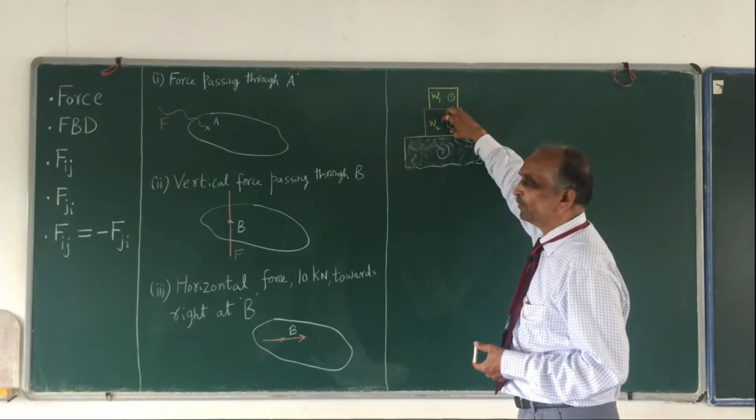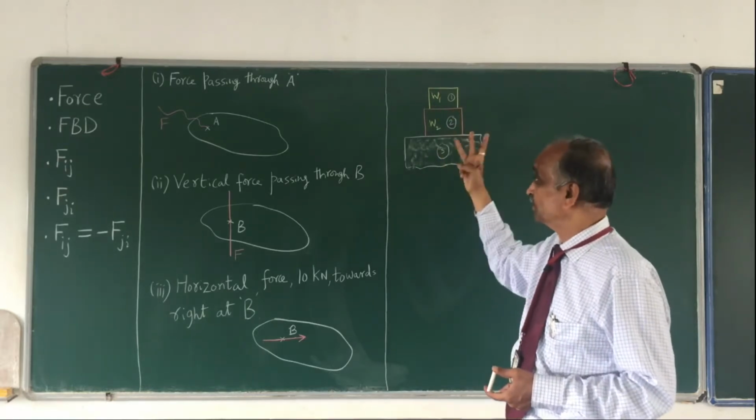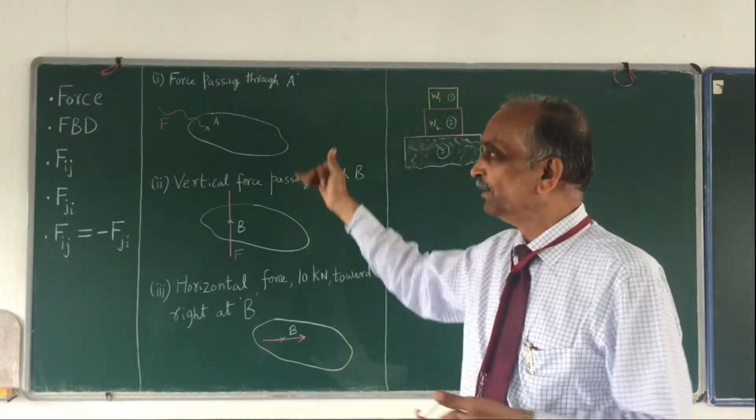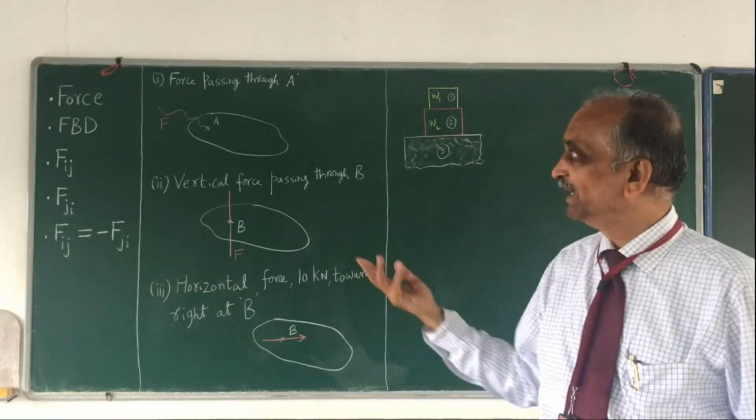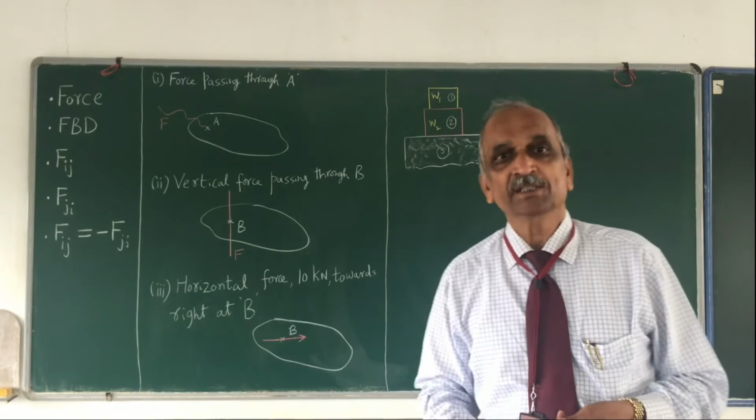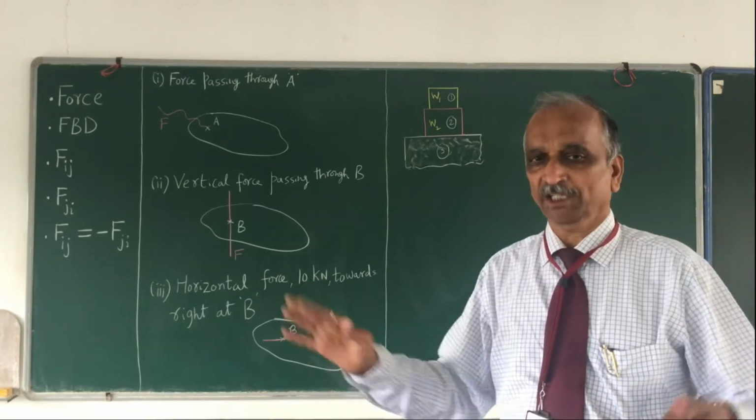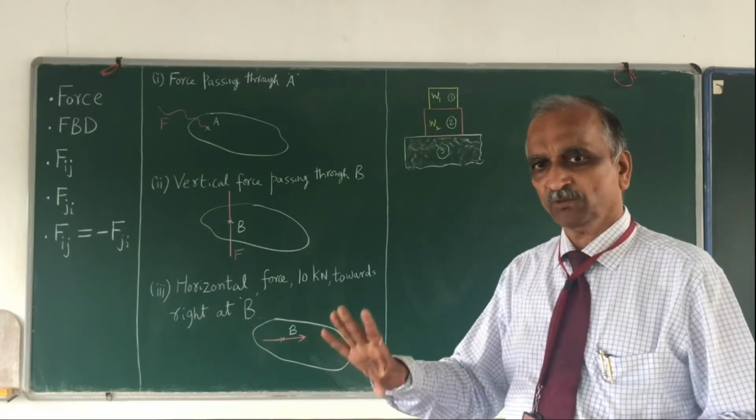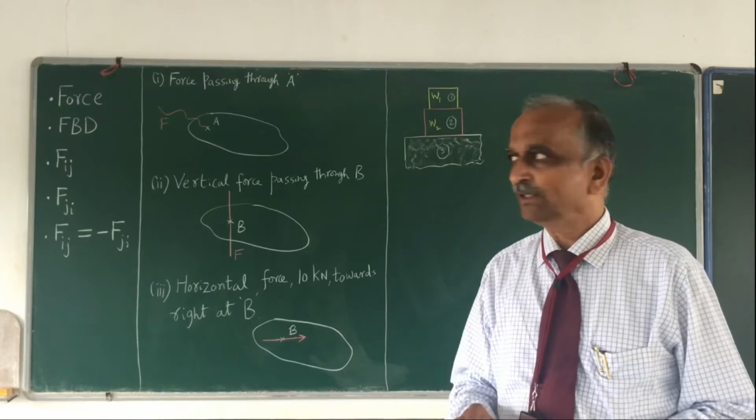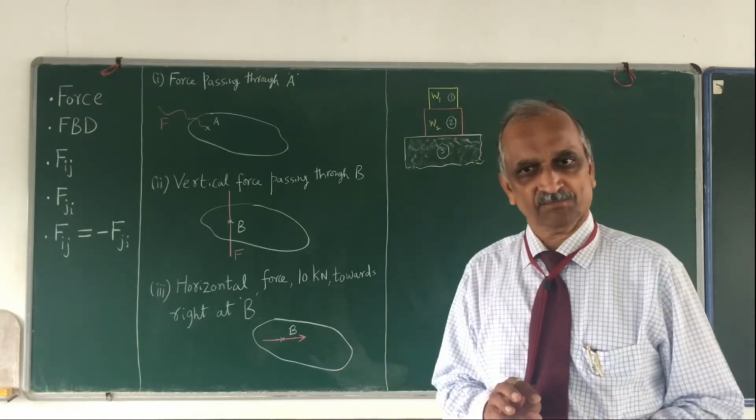Okay, this I call body number 2 and this I call body number 1. So I have 3 bodies here: body 1, body 2, body 3. Now I would like to draw the free body diagram. Go back to the free body diagram which I defined in the previous case. What is that? Isolate a body. Isolate one body from what? From its neighbors, and show all the forces that are acting.